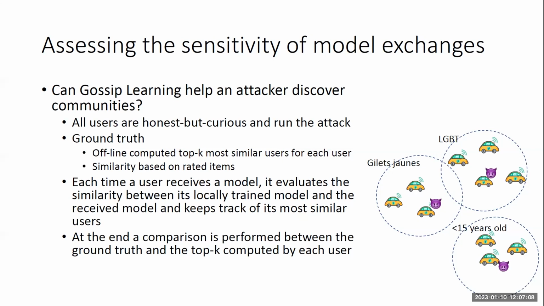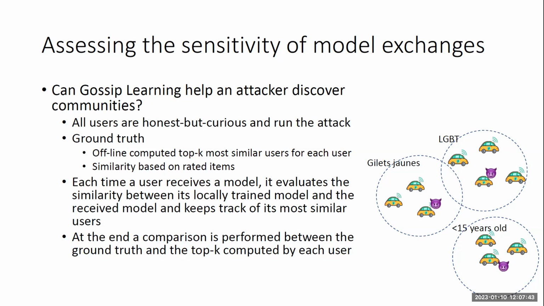And what they try to do is that each time they receive a model from their neighbor, they try to evaluate its similarity with respect to a locally trained model. And at the end, there is a comparison between the ground truth that users have computed and the top K computed by the users through the interaction with the network. The ongoing results actually show that, of course, in the centralized model, the attack works very well.